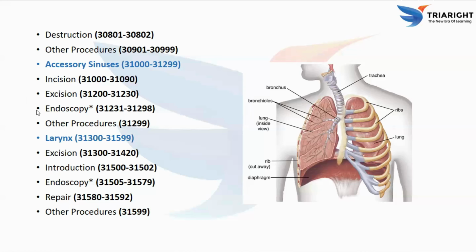So next section is larynx. The code ranges are from 31,300 to 31,599. So larynx is the voice box. So functions of larynx are voice production, airway protection as well as breathing.